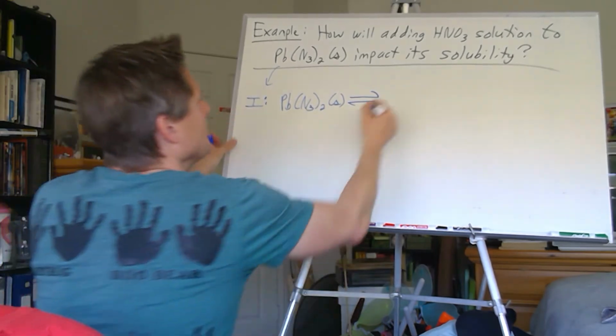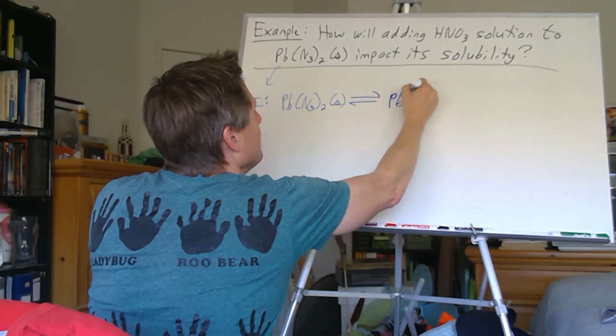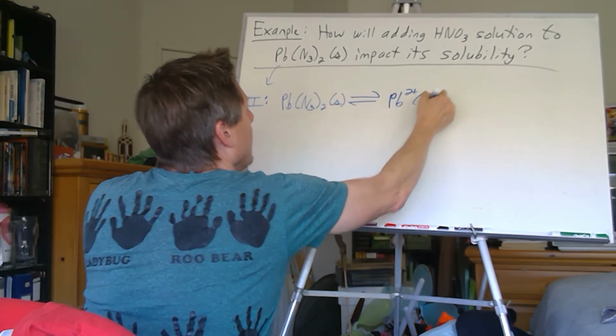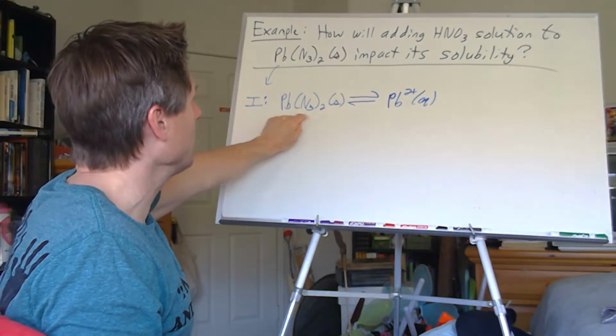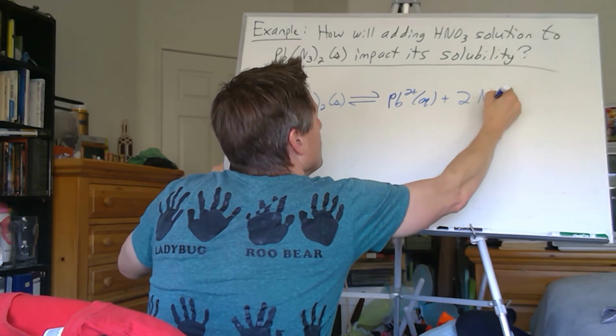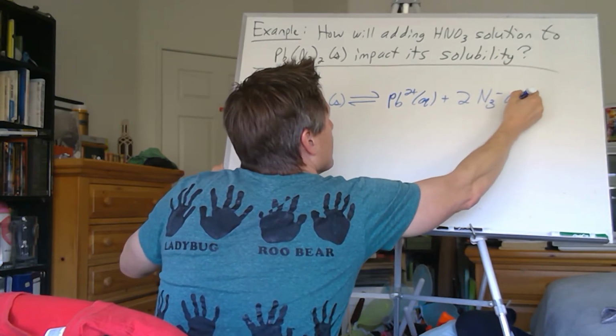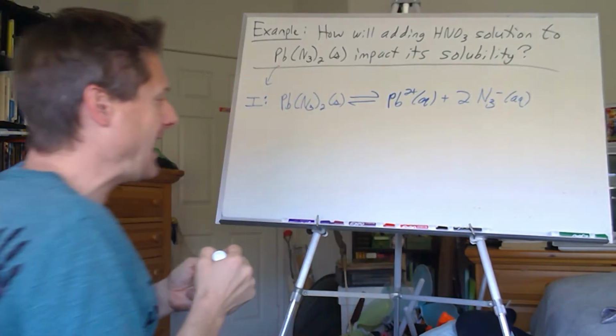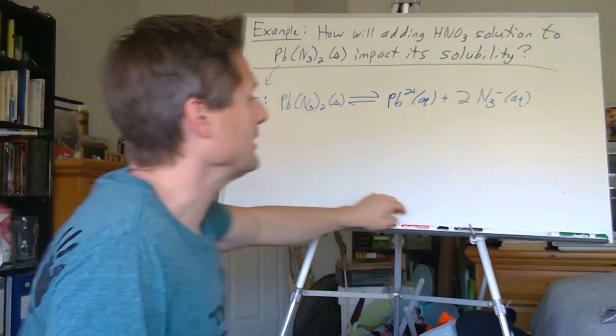All right, so that's going to be in equilibrium with the lead 2 ion. And I have one of them, right? There's a subscript of 1 here, but there's a subscript of 2 on the azide. So I have 2 of the azide ions. Now let's look at the K values.